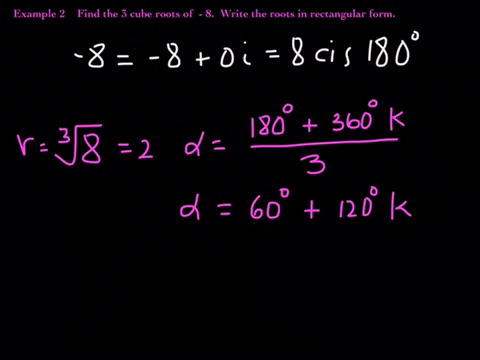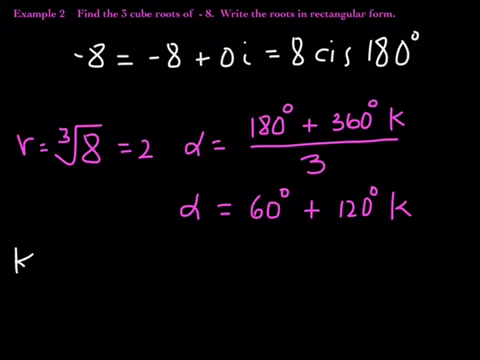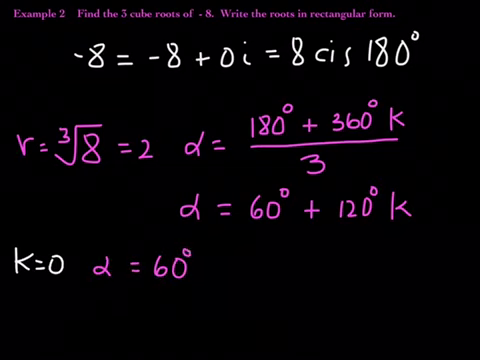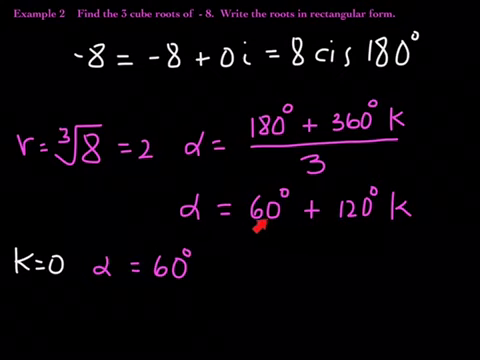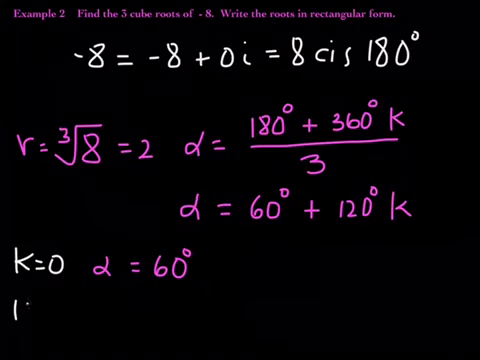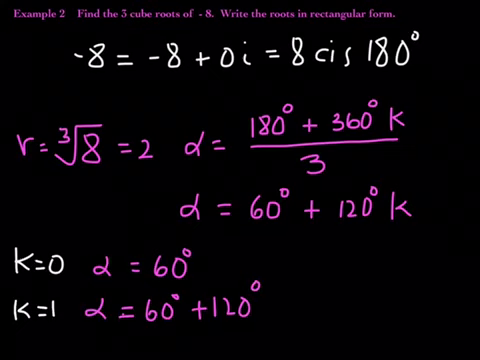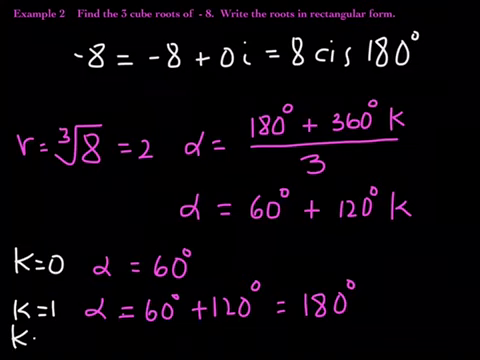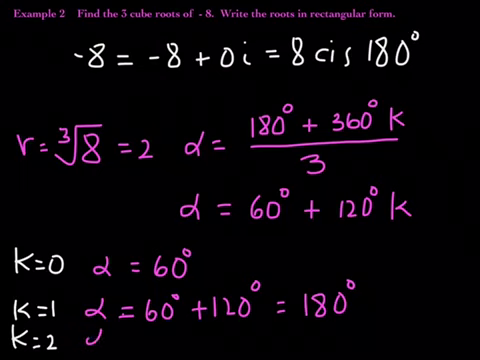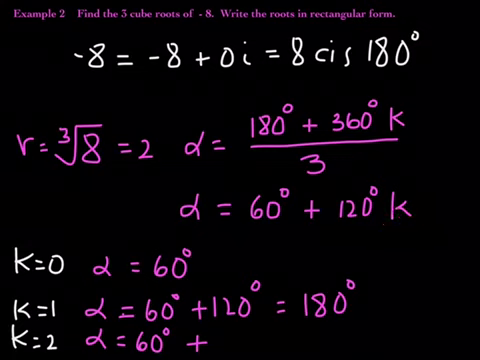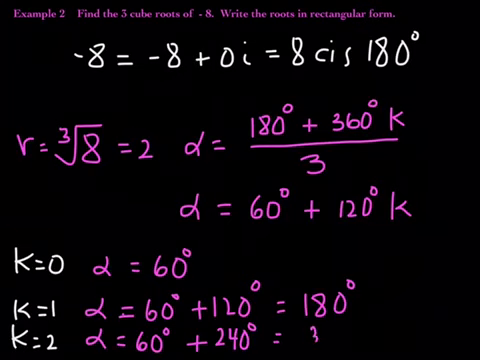All right, here we go. We're going to start letting k run through some values. So let's start with 0. When you let k be 0, your first alpha will be 60 degrees, right? Because 0 times 120 degrees is 0, so you're just left with 60 degrees. Now let's let k be 1. When k is 1, then alpha is 60 degrees plus 120 degrees, which is 180 degrees. Very good. And then let us let k be 2. When k is 2, then alpha is 60 degrees plus 120 degrees times 2, which is 240, so this is 300 degrees.